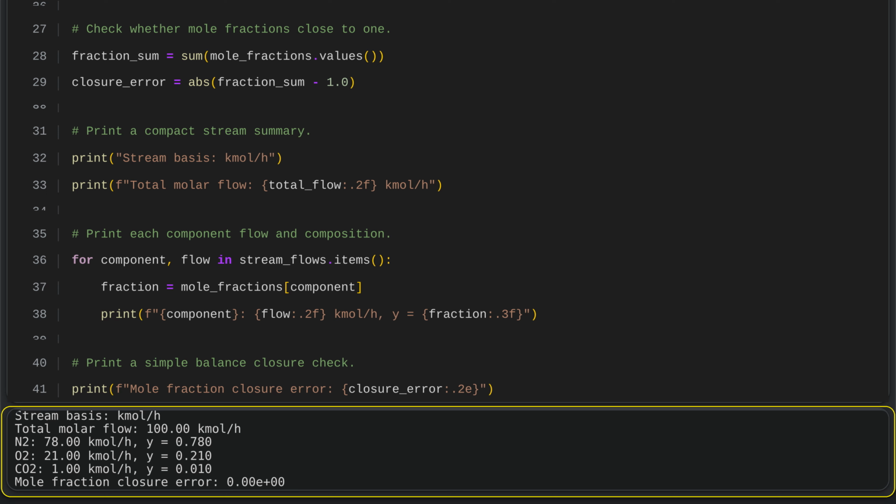The script summarizes a gas stream made of nitrogen, oxygen, and carbon dioxide. It checks that all molar flow rates are non-negative, verifies the total flow is positive, then converts each component flow into a mole fraction. It also checks that the mole fractions sum close to 1 and reports any closure error, along with the total flow and component composition.